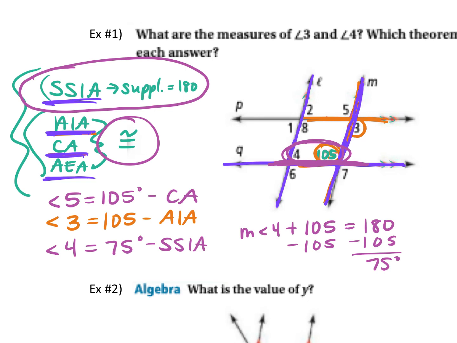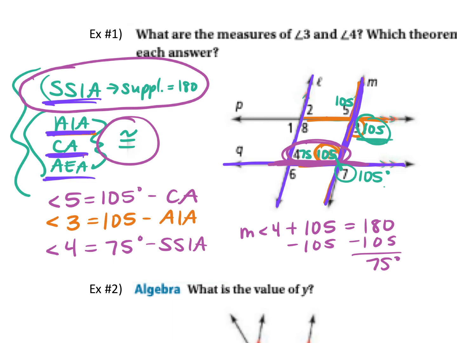Okay, so we found 3, we found 4, we found 5. Sometimes it's helpful to write those numbers in because it helps you to see other angles as well. So 105, 105, 75. Does anyone see what 7 should be? 105. Why? Because it's right under. It's congruent. Congruent to what? Either one. Both of them.